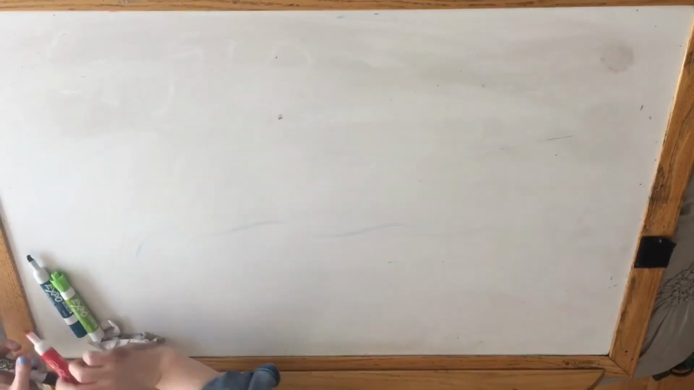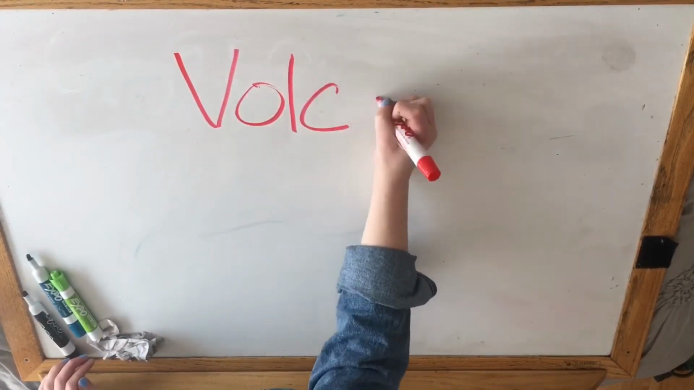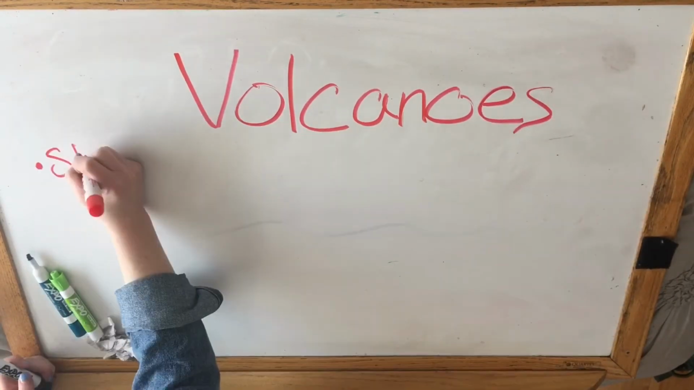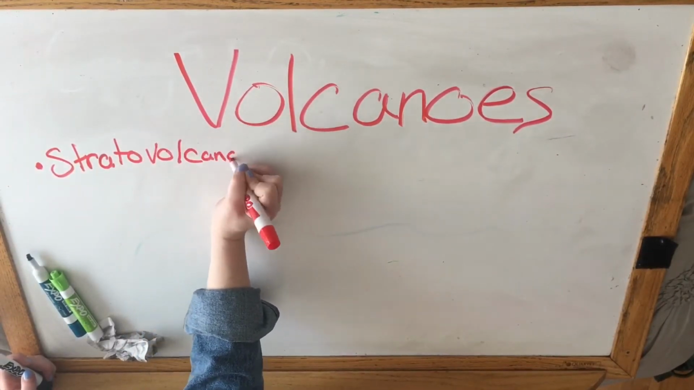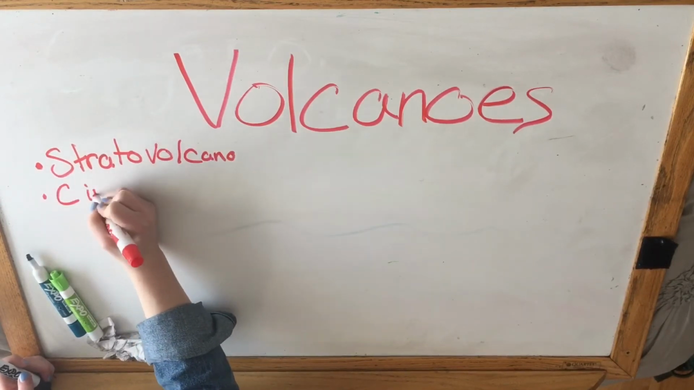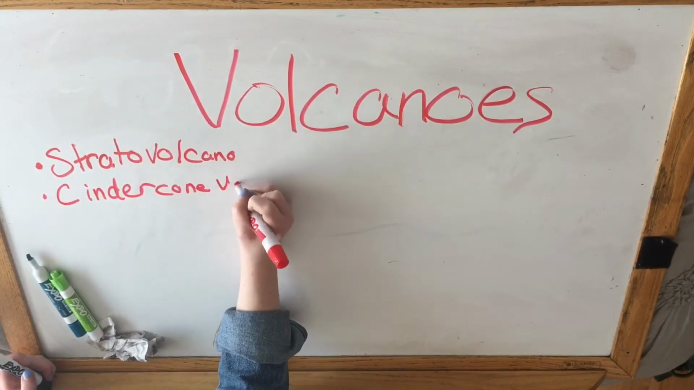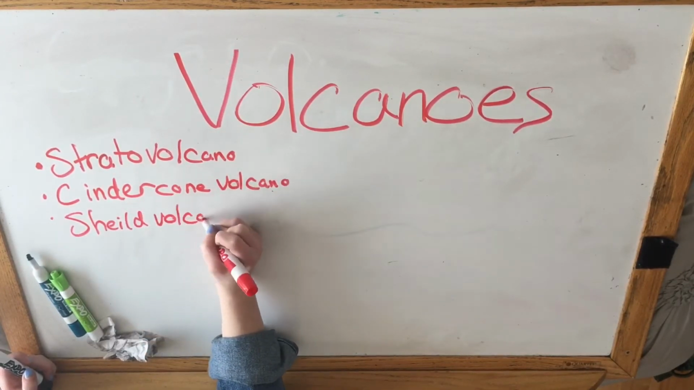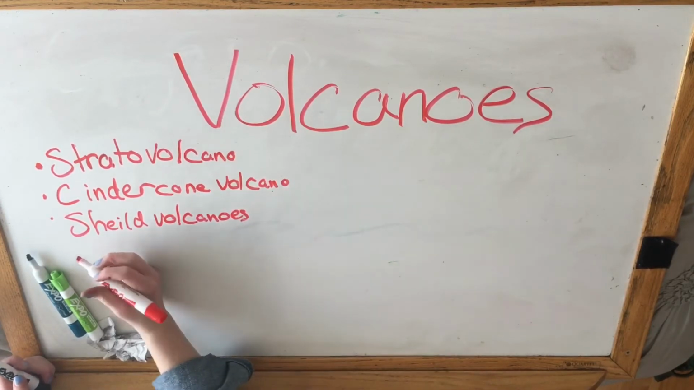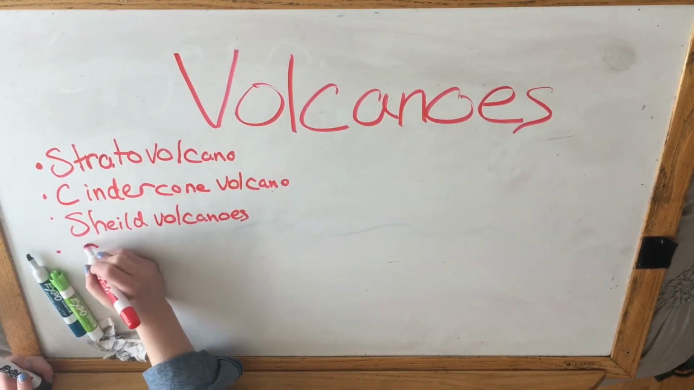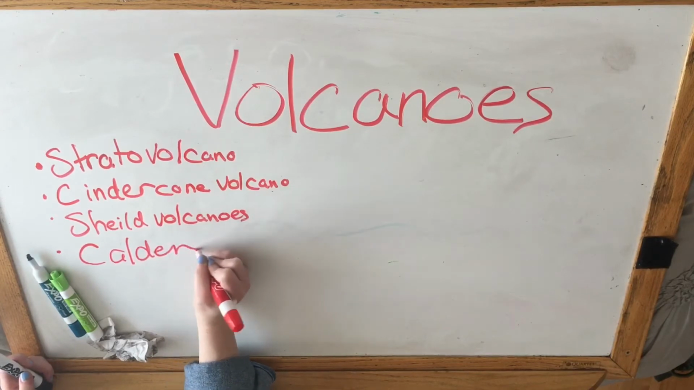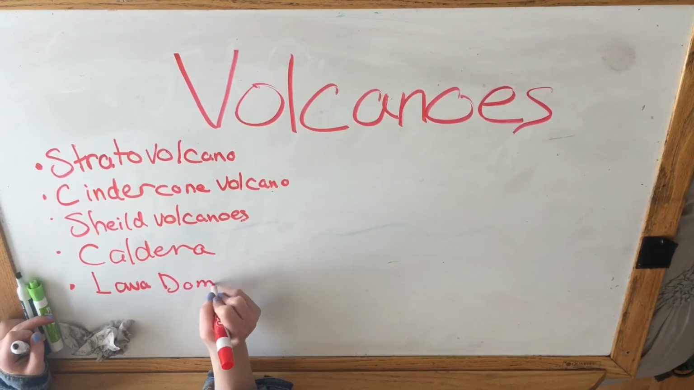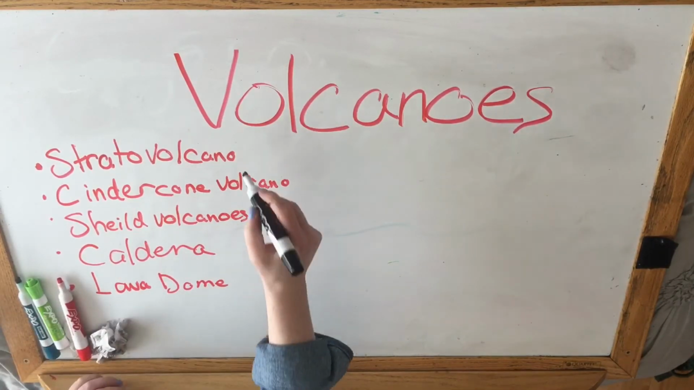We're going to be talking about 5 different types of volcanoes. Stratovolcanoes, cinder cones, we'll see in a little bit. We're going to be looking at stratovolcanoes, cinder cone volcanoes, shield volcanoes, and calderas, and a lava dome. We're going to start by talking about a stratovolcano.